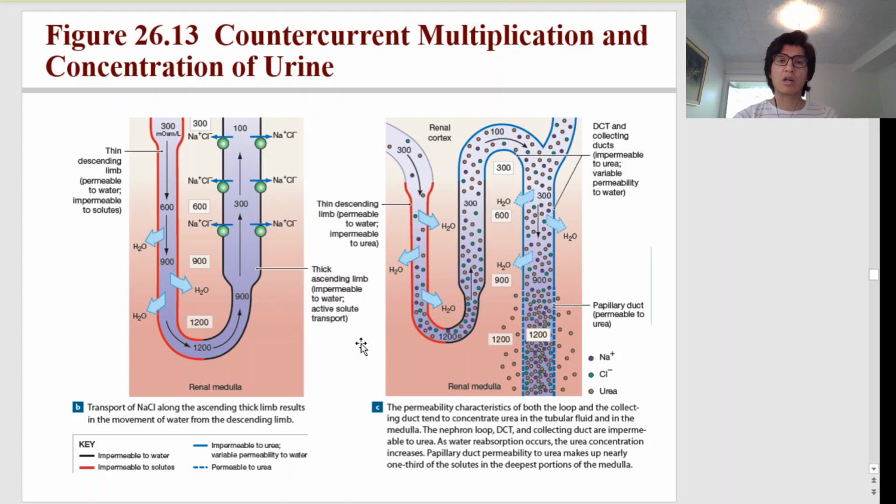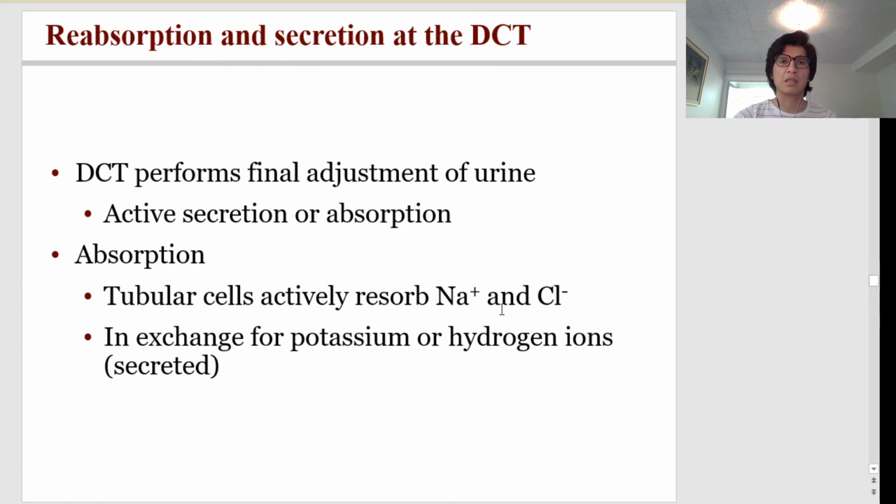We also see here, contributing to this concentration gradient, urea. So what we observe here is that not only are sodium and chloride creating this gradient, but urea is also selectively permeable as it gets closer through the collecting ducts, as it gets closer to the medulla. So urea is leaving the collecting ducts, further adding to this gradient of concentration, with water selectively leaving. So eventually, the end result is highly concentrated urine.